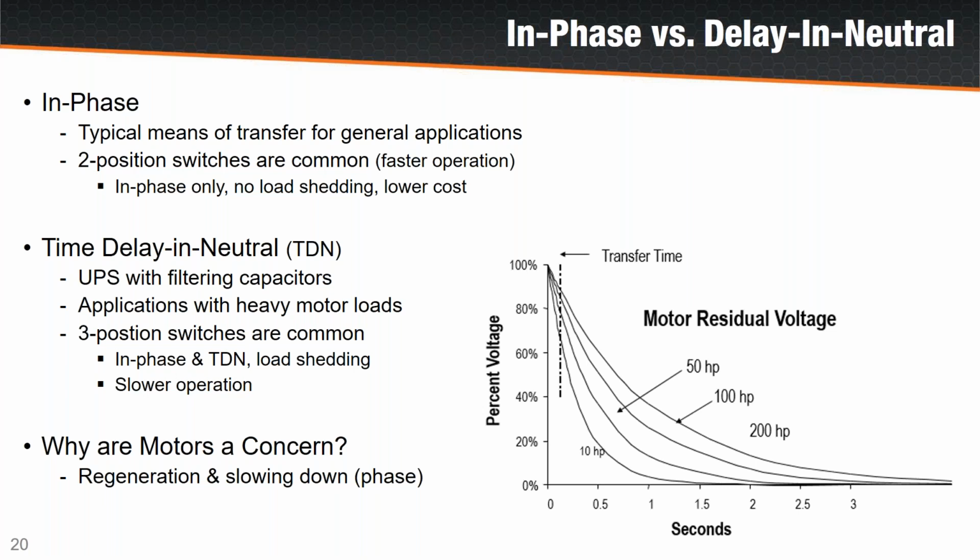So a three-position switch is typically used for time delay neutral. Three-position switches operate a little bit slower, so they can support in-phase, time delay neutral, and load shedding. So they're a little bit more universal switch. I would say typically in the small kW, small amp market, 400 amps and below, we see a lot of two-position, in-phase only switches. As we move into the larger switch market, three-position switches are more common, giving more flexibility for application.